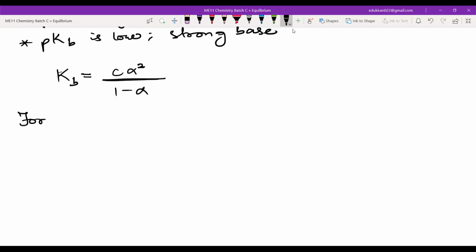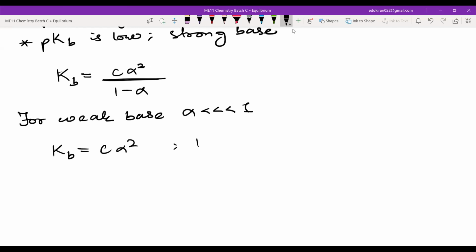Then we can write for a weak base, alpha is very, very small compared to 1. Hence Kb will be equal to C into alpha square, where 1 minus alpha is approximately equal to 1. And here also you can write alpha is equal to the square root of Kb upon C. What is C? C is the concentration.